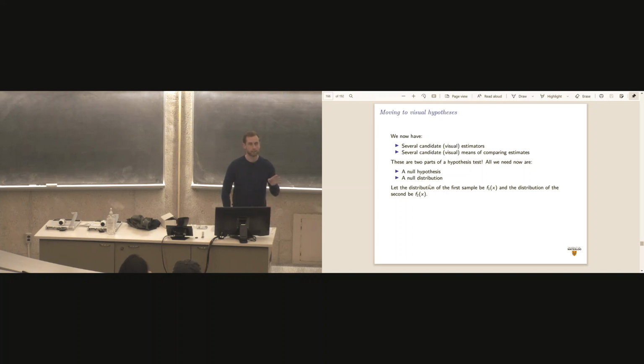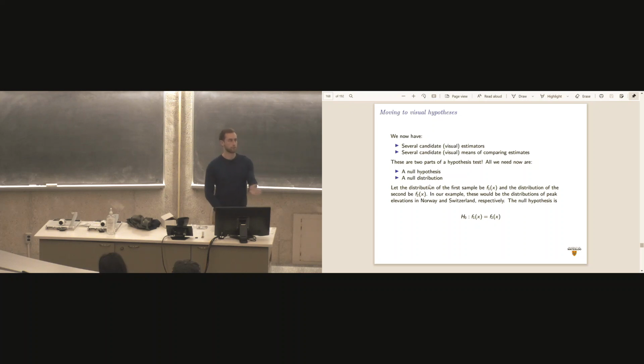So if we consider the fact we have two samples, we let the distribution of the first one be F1, the distribution of the second be F2. In our example, the mountain heights in Switzerland and Norway, or Norway and Switzerland, respectively. This is our null hypothesis. These two have the same distribution.